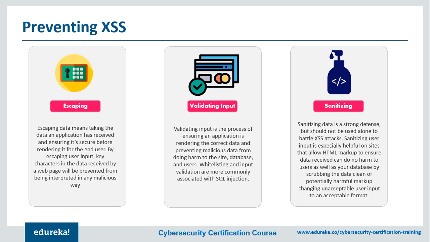So now that we understand what cross-site scripting attacks are and how damaging they can be to your application, let's dive into the best known practices that are actually followed to prevent them in the first place. So the first mechanism that is used is called escaping. Escaping data means taking data an application has received and ensuring that it's secure before actually rendering it for the end user. Now by escaping user input, key characters in the data received by a web page will be prevented from being interpreted in any malicious way.